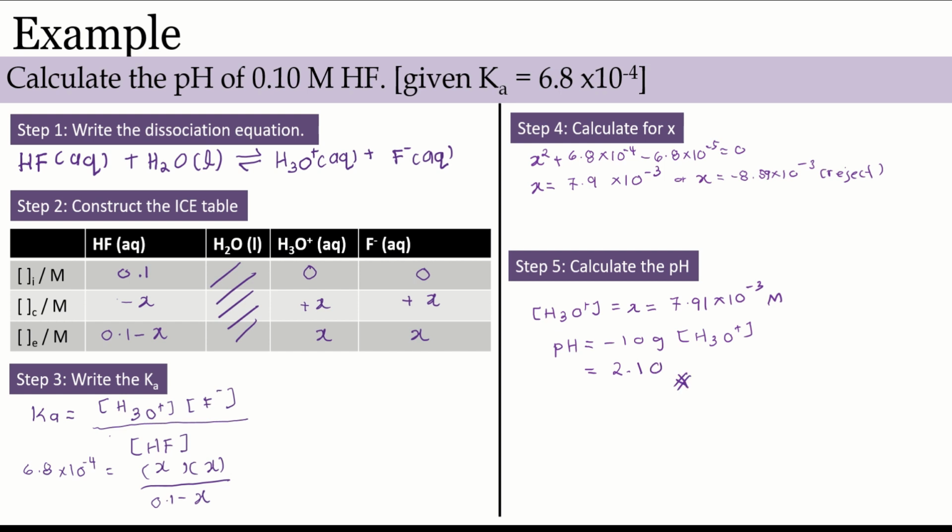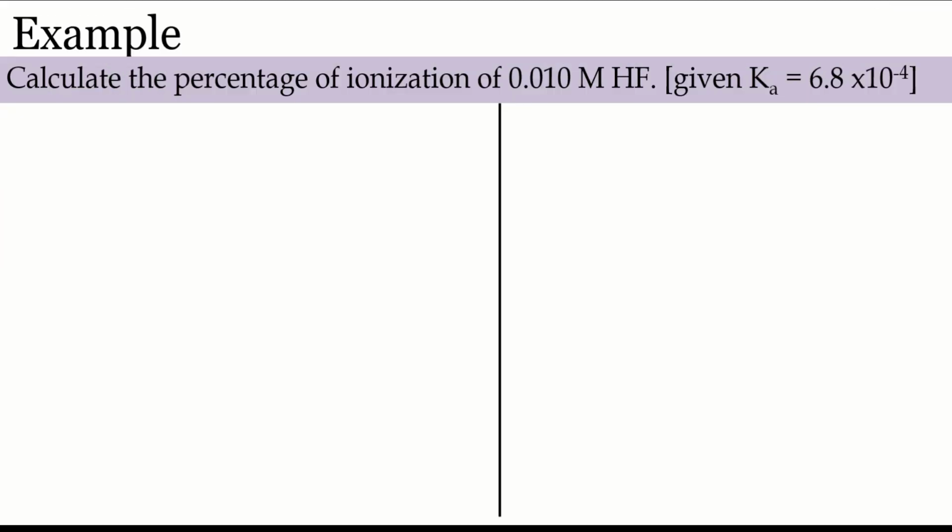So, apa yang kita perlu belajar daripada example ni adalah, kalau kata dia tak obey 5% rule, kita akan terus pada kuadratik. Okay? Next example.